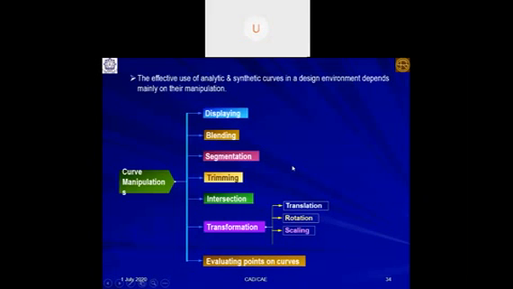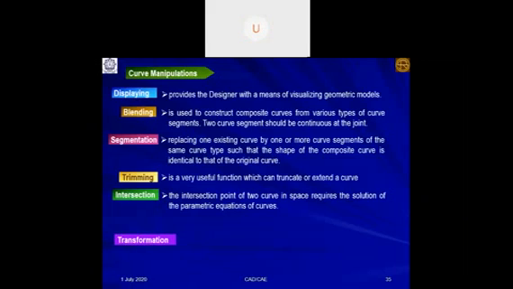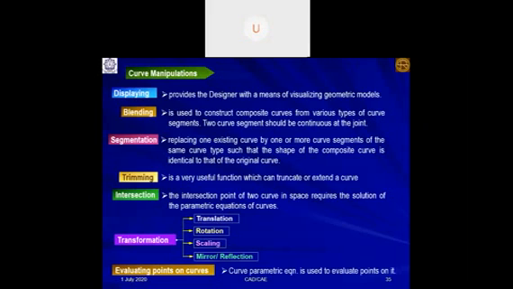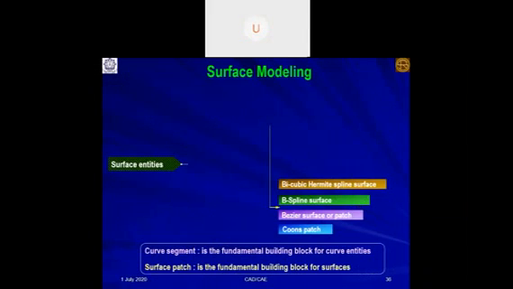So a transformation, there are different types of geometric transformation like translation, rotation, scaling, and mirror. So this thing, it's a trimming, when it truncates the extra portion, you can find out the intersection, you can do a translation, rotation, scaling, mirror. So these are some curve manipulations.